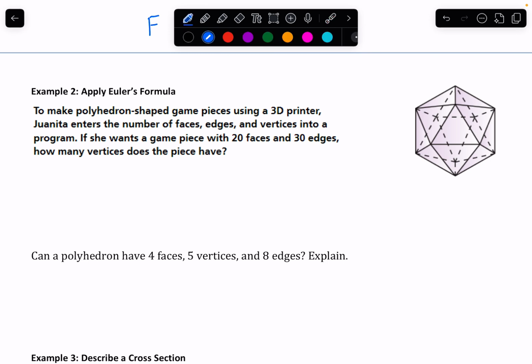Our Euler's formula, F plus V equals E plus 2, means that we're going to put in 20 faces, plus we don't know how many vertices, equals 30 edges plus 2. So 30 plus 2 is 32, equals 20 plus V. And if we subtract 20 from each side, we can easily find out that V equals 12. So the number of vertices that this shape has is 12.